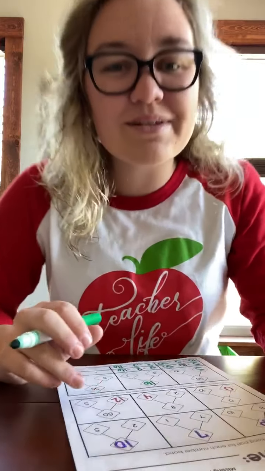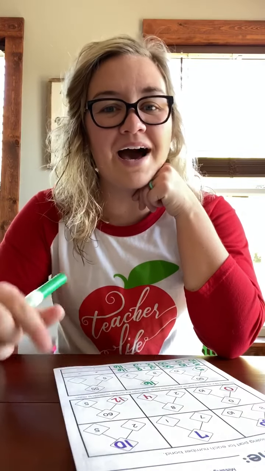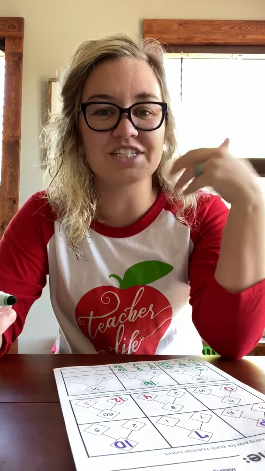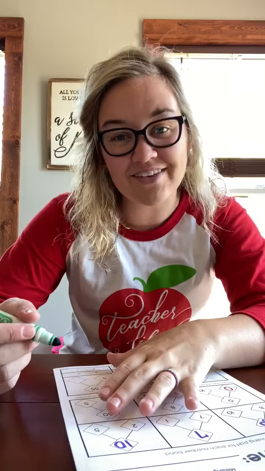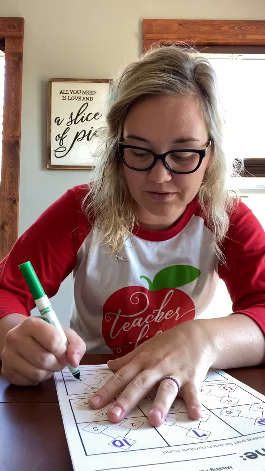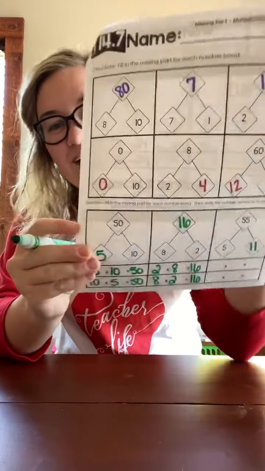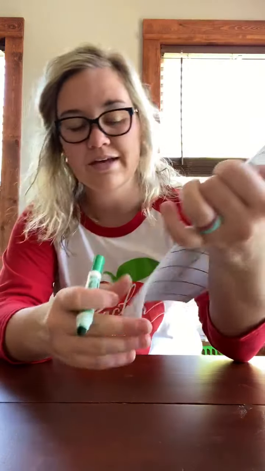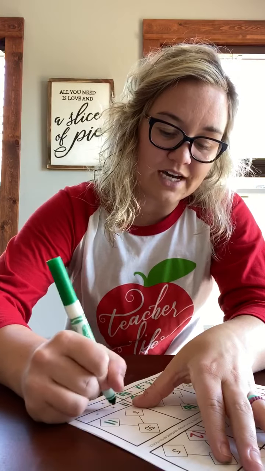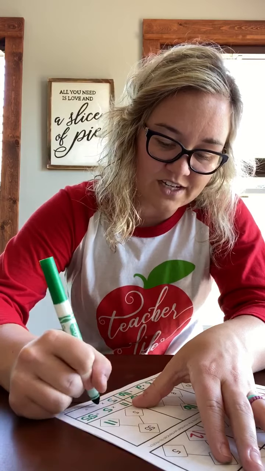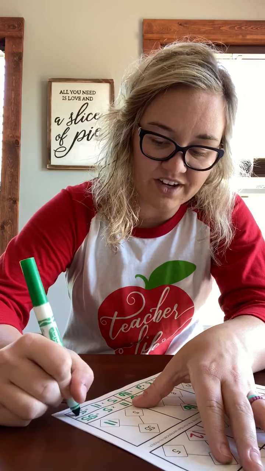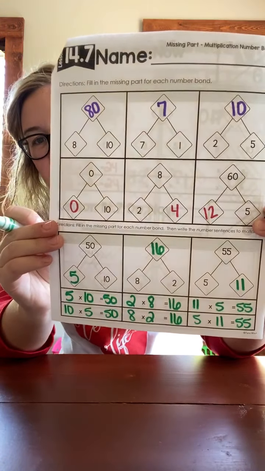Then there was another one where we said if we multiply by this number, the product is just the other number doubled. We said anytime we multiply by 11, the other factor is just doubled. So 11 times 5 would be 55. So down here we would write 11 times 5 equals 55, or 5 times 11 equals 55. That's how we fill in our missing parts.